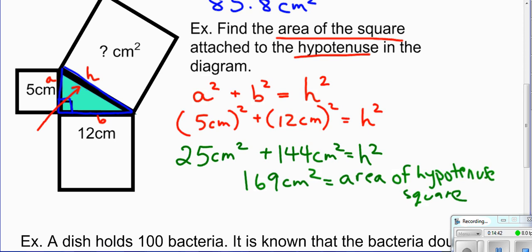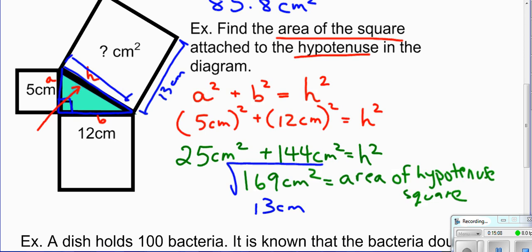Now let's say I want to know what length is the hypotenuse. Well, the way that we undo a square is we square root. To find the side length of a square, we square root the area. So when we take the square root of 169 centimeters squared, we get a length of 13 centimeters. So the square of the hypotenuse is 13 centimeters by 13 centimeters. Again, a really common type of question.